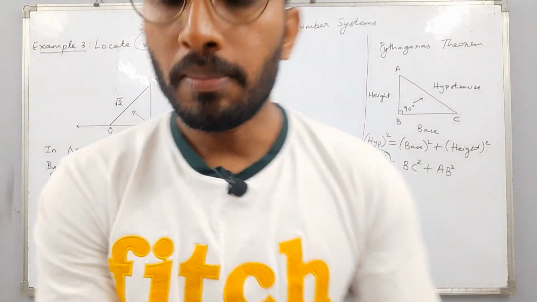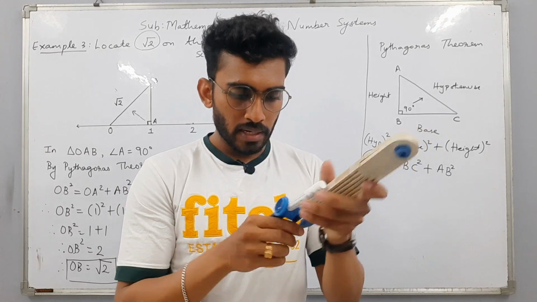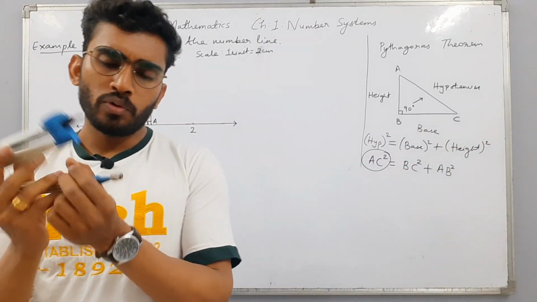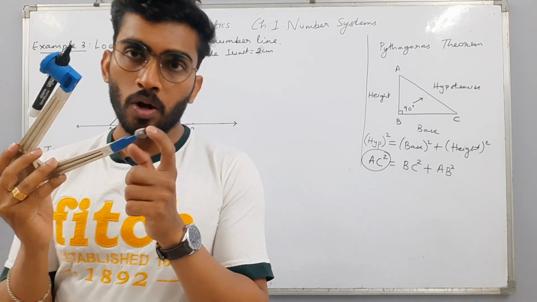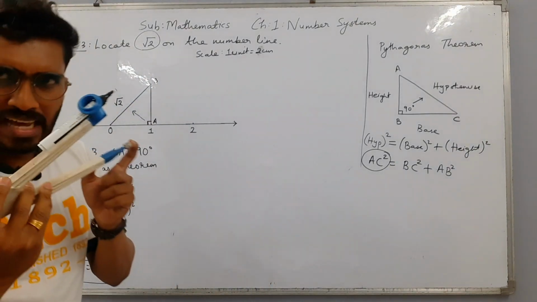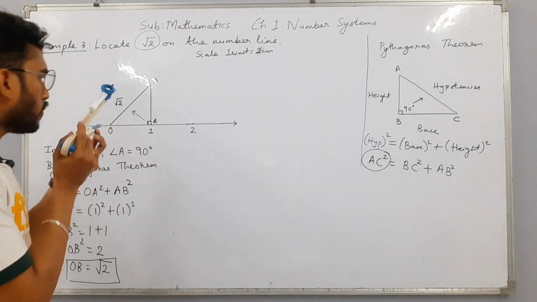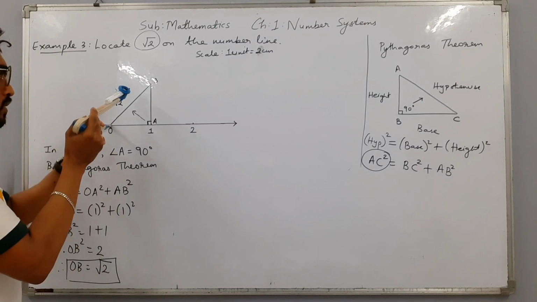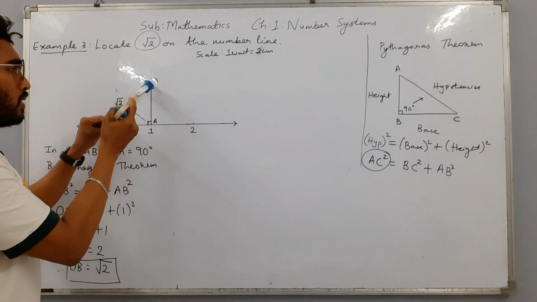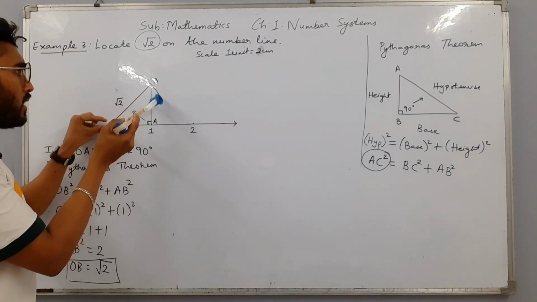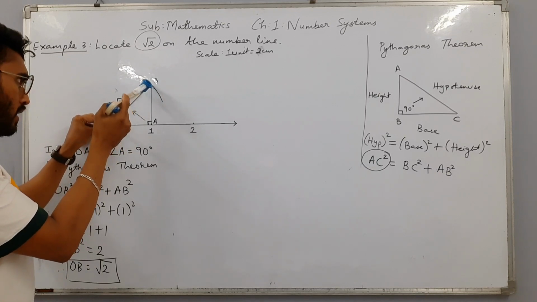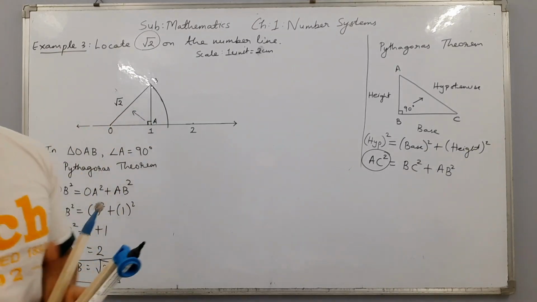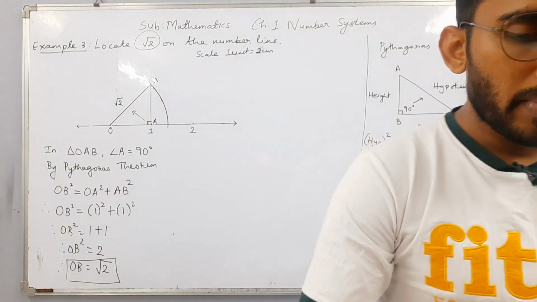Now I will take a compass. So you all also take a compass. This is my compass ready. And now what you have to do? You have to take this needle point on O. Locate it carefully, needle point on O, and this pencil point will go at B. Okay, and from here draw an arc to intersect the number line. That's it, to intersect the number line.